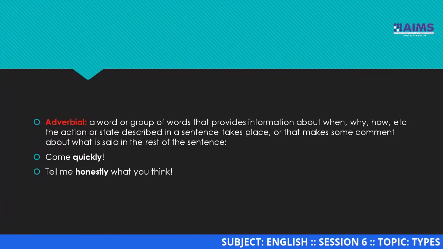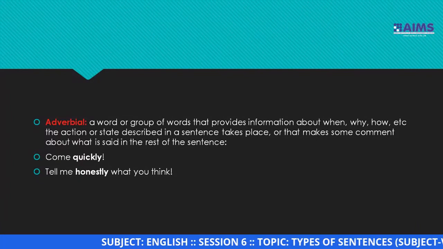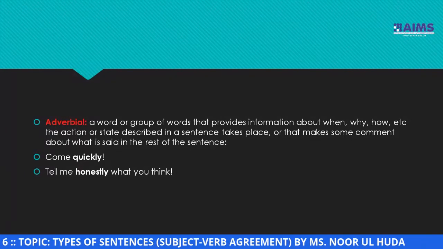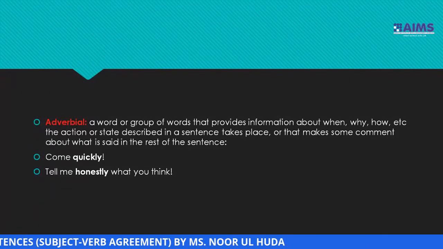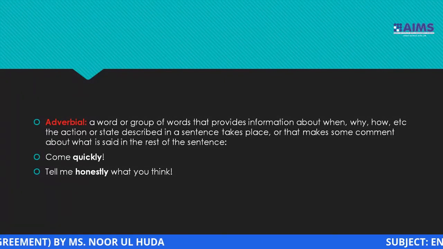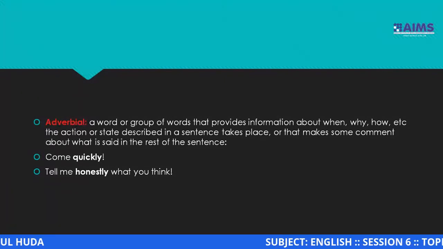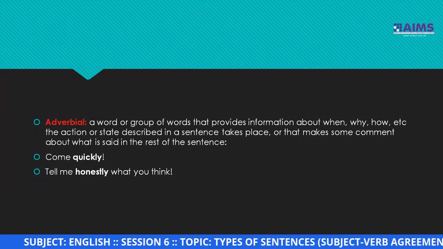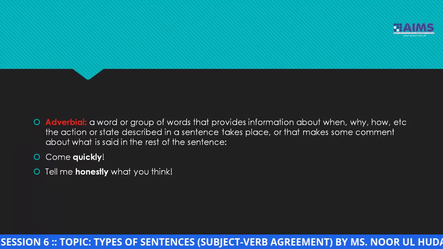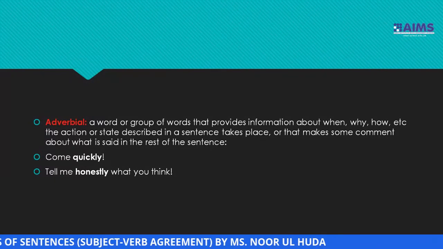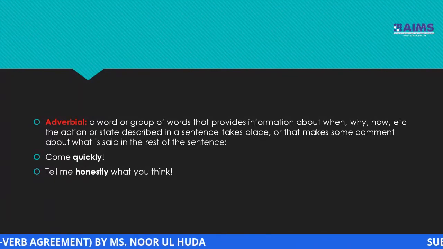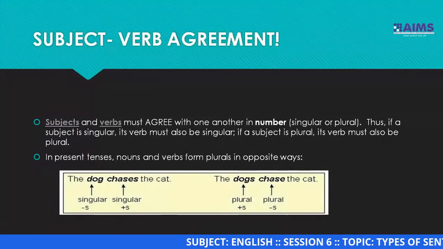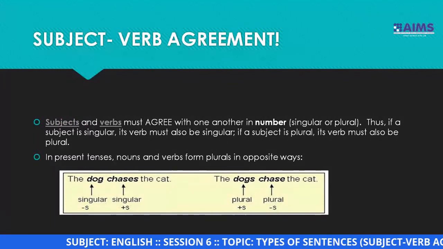So we also form such types of sentences in which only the verb has an adverb. Tell me honestly what you think. Tell me honestly is also a complete sentence. Honestly is an adverb here. And what you think is actually another phrase which we have mentioned here to complete the meaning, to give the appropriate meaning to the sentence. Right? So here is another example. Okay.